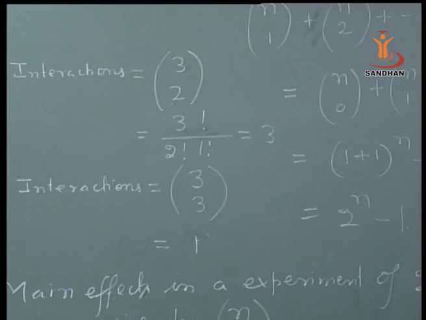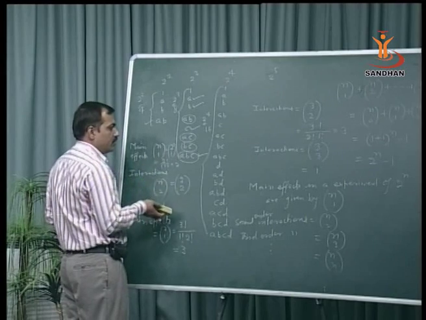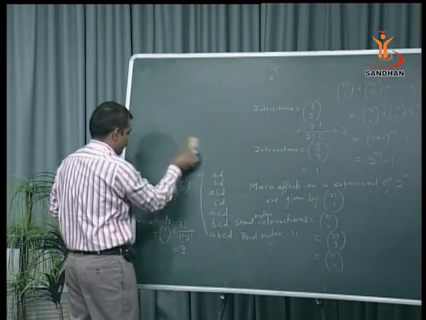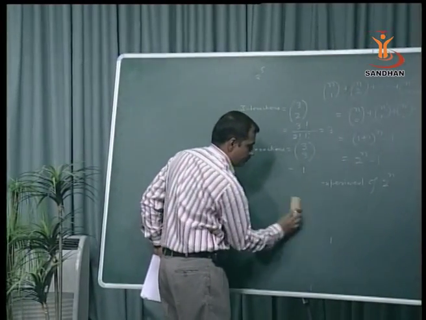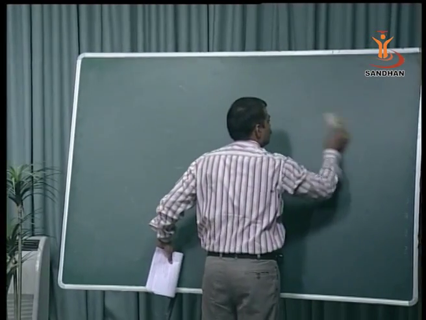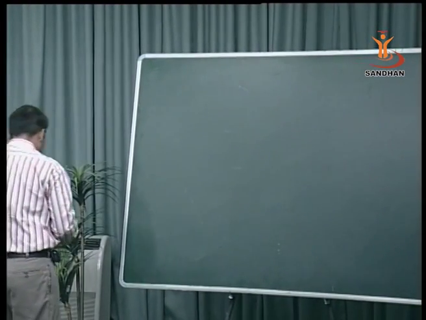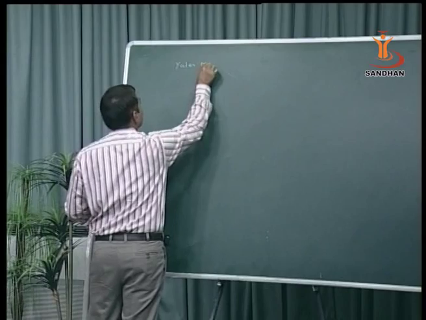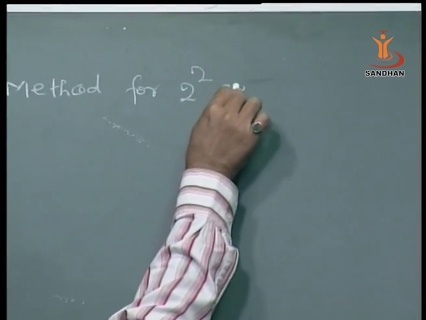Now, after getting treatment combinations and by knowing how many main effects, interactions, second order, third order, etc., we use a method for calculating totals, which is given by F. Yates. Now, Yates method for a 2 cross 2 experiment.